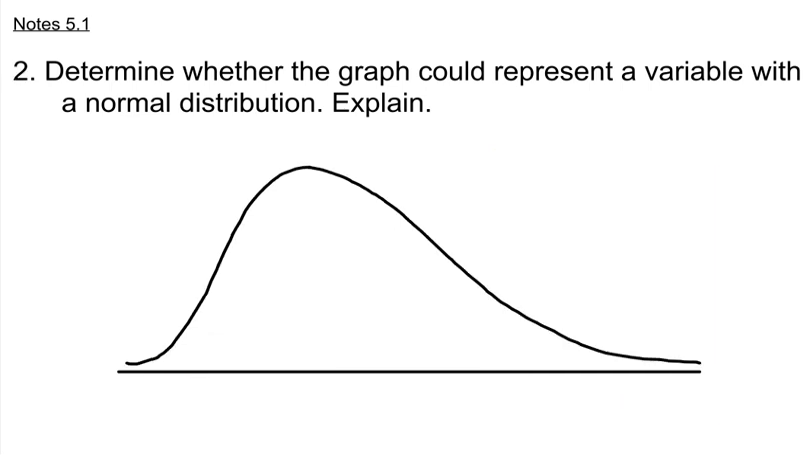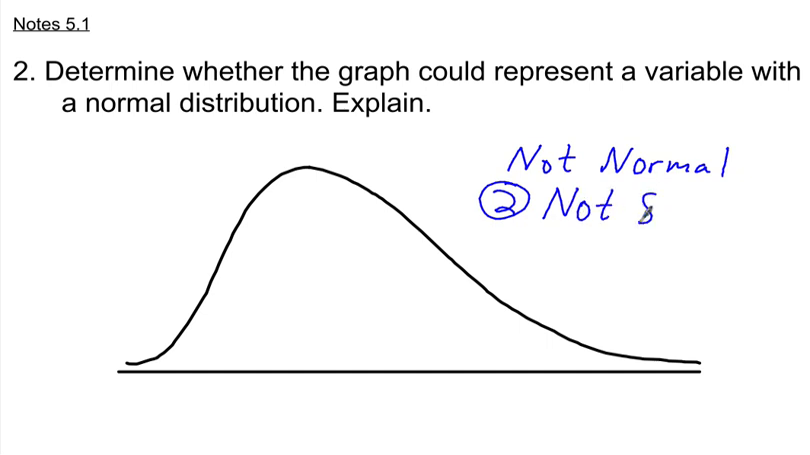In the next example, looking at this, right away I would say this is not a normal distribution. Not normal. Right away we violate rule number 2. It's not symmetric. We would call this more of a skewed right, since we have this kind of tail, or it looks like it's stretched over to the right.